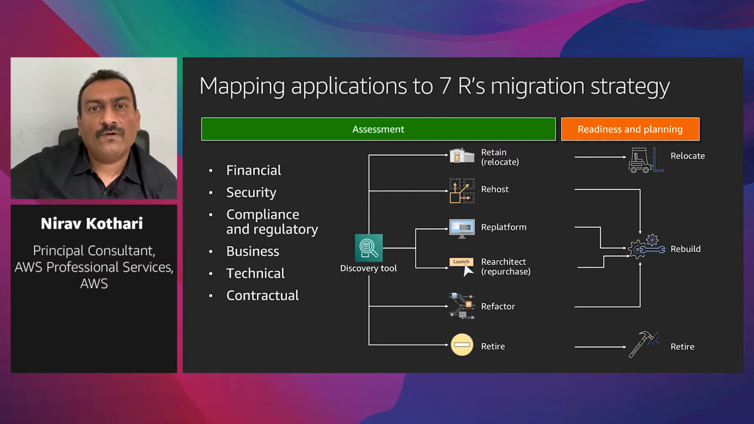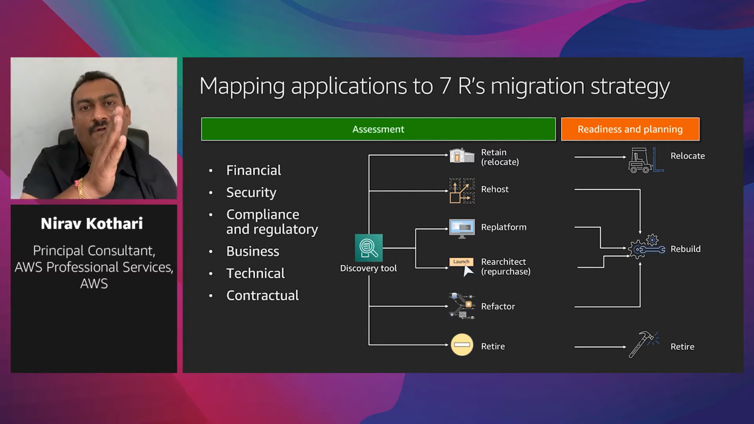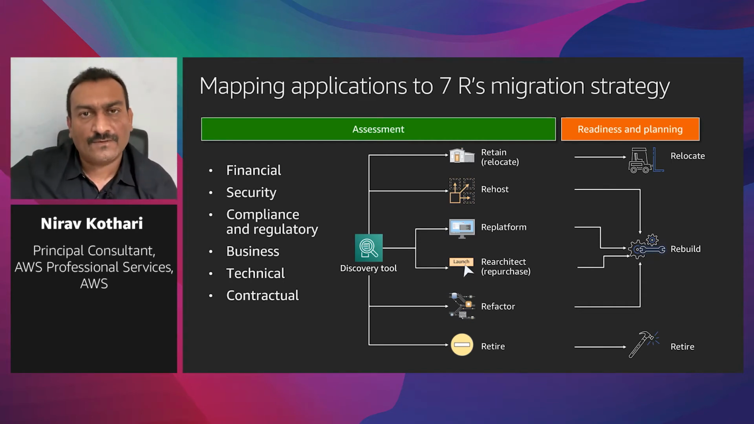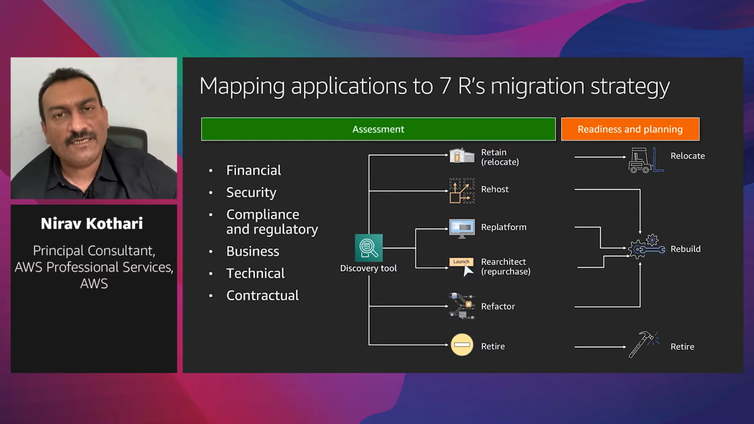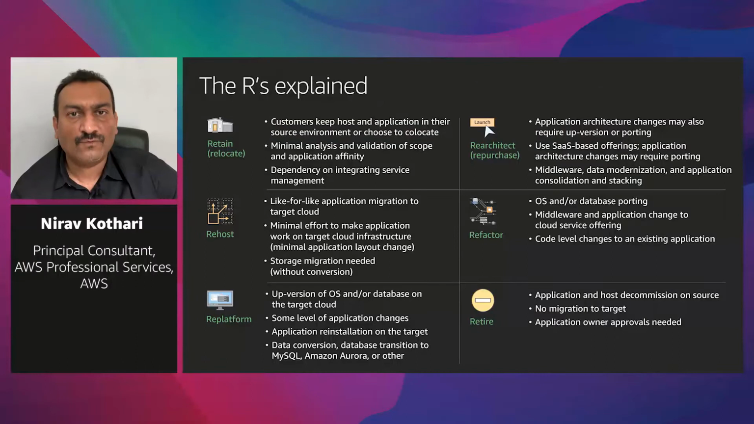Okay? So, assessment phase started at a portfolio level, some high-level assessments, contractual, security, compliance, technical, business, so on and so forth. Any early dispositions applied, and then you did assessment at an individual application level to start mapping application to those 7 R's. Now that we've started talking about 7 R's, let's get into a little more details around what those R's are. So to jump into the details, the first thing I want to do is I want to explain or define each one of those R's.